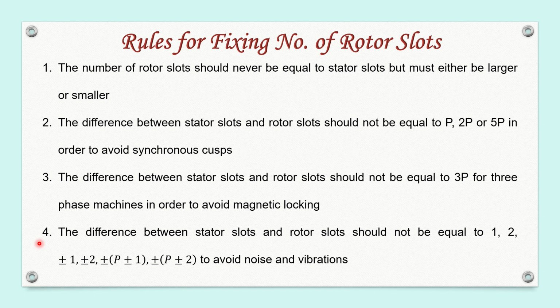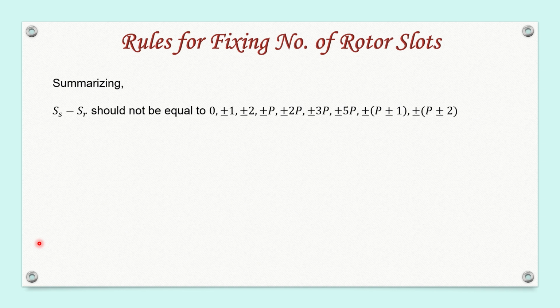And summarizing all these 4 points, we can say that in a squirrel cage induction machine, SS minus SR, that is the difference between stator slots and rotor slots, should not be equal to 0. So this is obtained from the first rule. The first rule says that the number of stator slots and number of rotor slots should never be equal. That means their difference should not be 0. So SS minus SR should not be equal to 0.